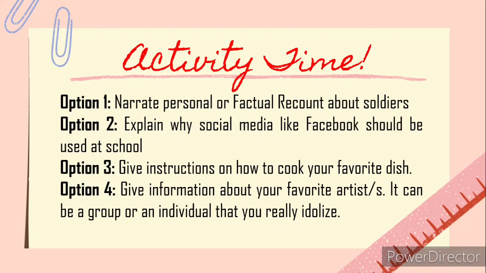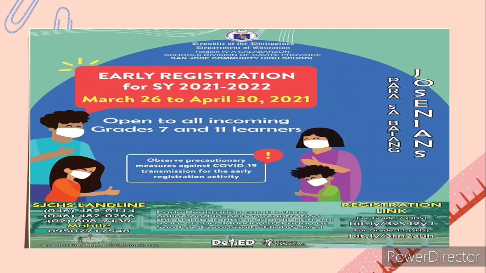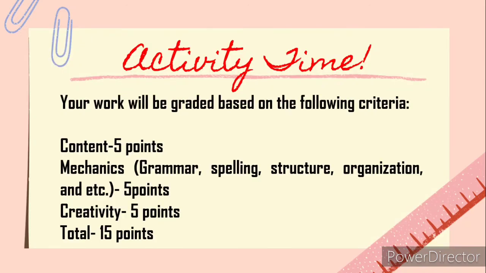This is an example of a multimedia resource. This is an example of a poster. As you can see, they have combined text and images in this poster. Okay, your work will be graded based on the following criteria: content 5 points, mechanics, grammar, spelling, structure, organization, etc. 5 points, and creativity 5 points, for a total of 15 points.